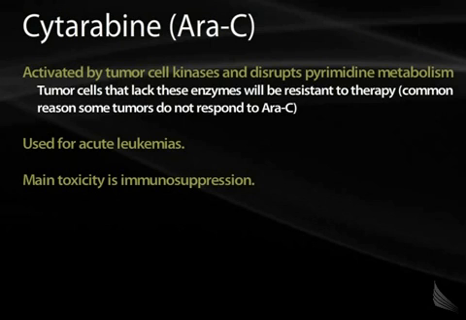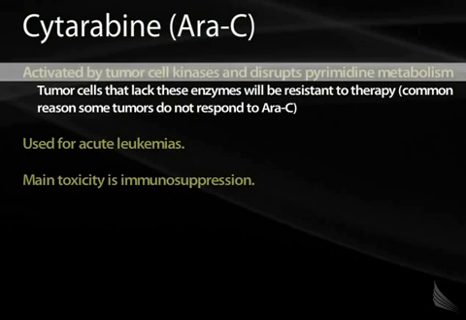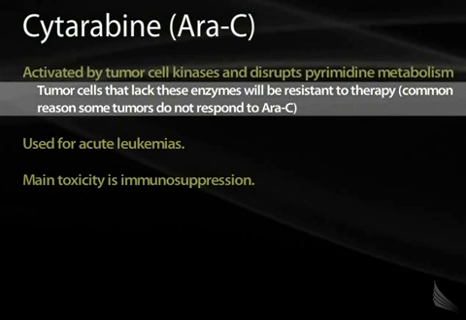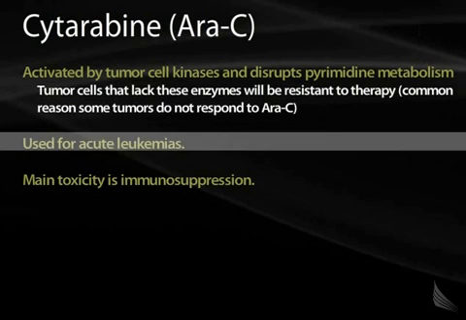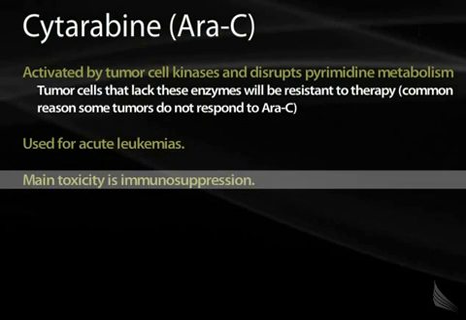Cytarabine, or Ara-C, is another anti-metabolite that is activated by tumor cell kinases, and it works to disrupt pyrimidine metabolism. Tumor cells that don't have these enzymes will be resistant to the therapy, meaning that Ara-C will not work in these patients. Ara-C is used a lot for acute leukemias, and its main toxicity is immunosuppression, or neutropenia.